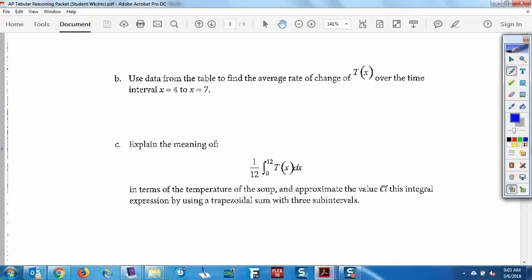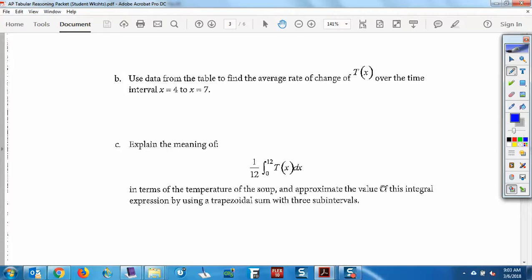See, that's right here. I don't know what the question might be. But in terms of temperature of the soup, explain the meaning of. So what do you think of right away? You see this integral right here. What do you think of? Especially with the 1/12. Average value, right? When you see 0 to 12 and a 1/12 out in front, that's the average value of whatever that function is.